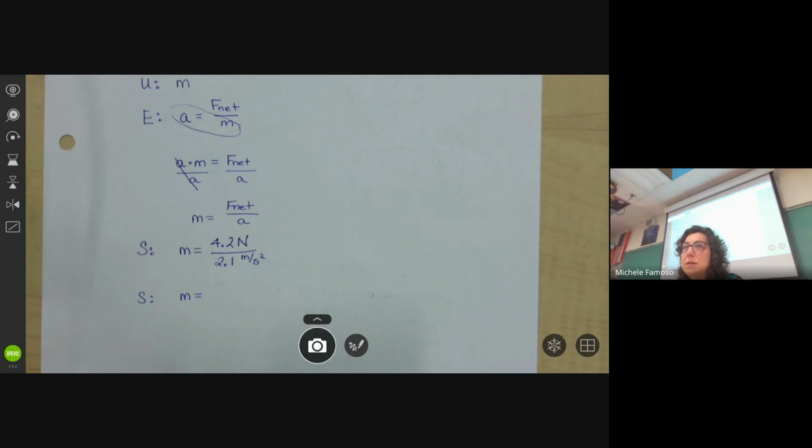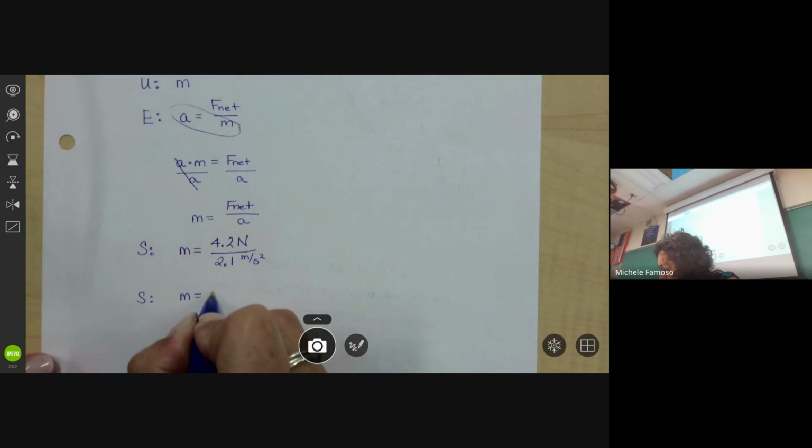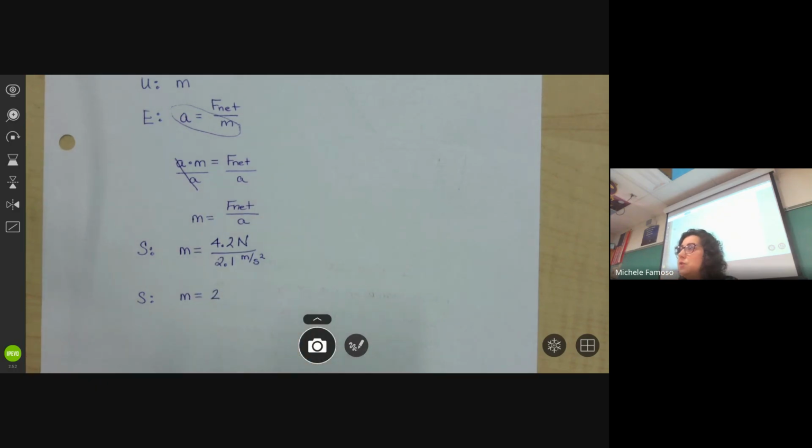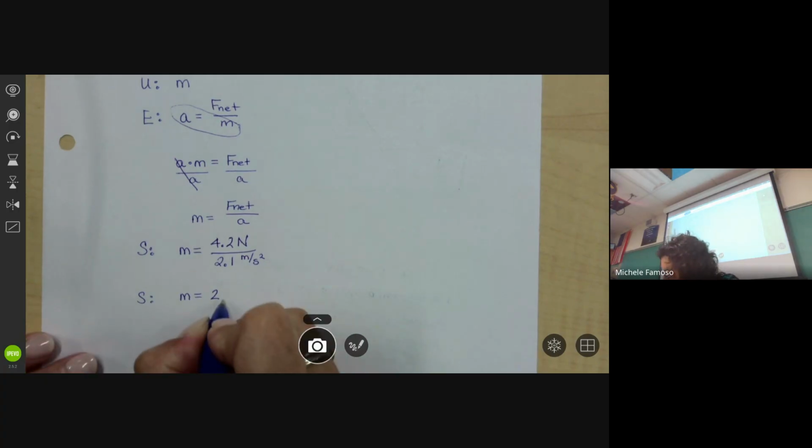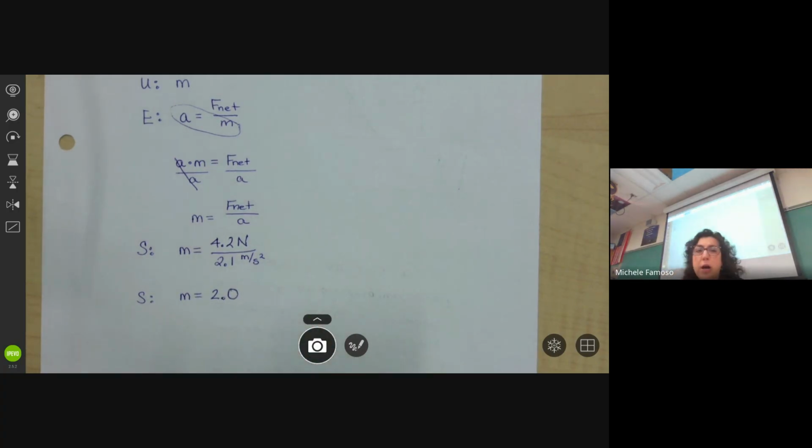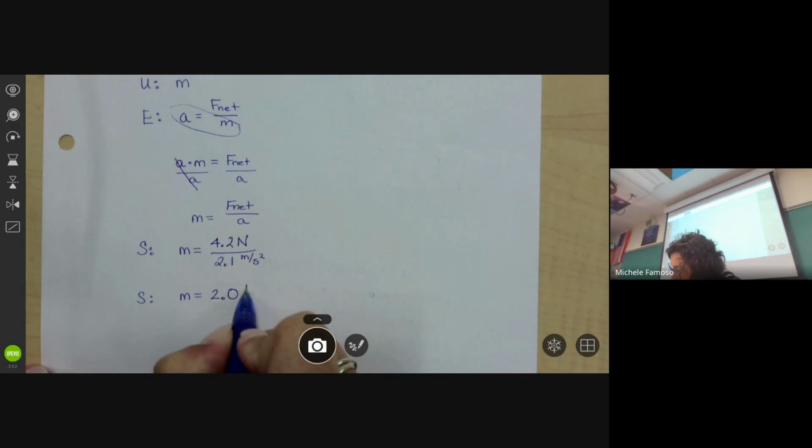Calculator says 2, but does that have correct significant figures? No. How many do I need? 2. So what am I going to write it as? 2.0. What units do you want to put on this based on the substitution? N over m over s squared. You just leave it.